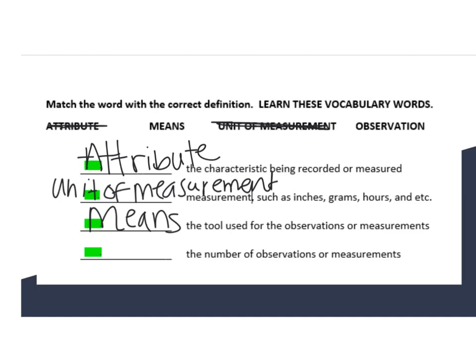Okay, and then the last one is the only word that's left over, which would be observation. And observation is the number of observations or measurements. So say you were again collecting heights of students, you've got 30 students in your class, you would get 30 different data points. So the number of observations would be 30 because you've collected 30 different answers from your students. All right, so now let's actually practice that vocabulary with some real examples.